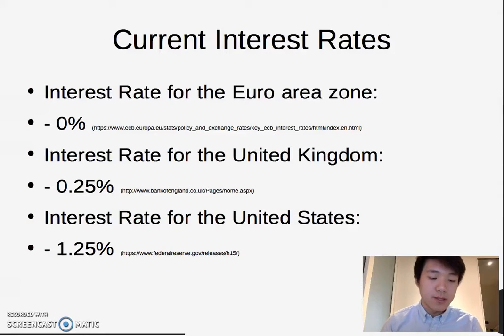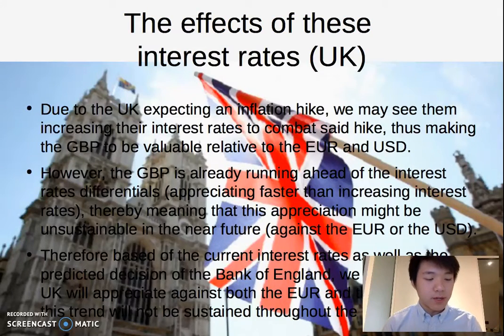Moving on, we can see that the interest rate for the UK is 0.25%, while the US interest rate is 1.25%. These statistics are taken from the official websites of the countries' respective central banks. So what does this mean for the exchange rate? I would like to point out that the interest rates are intercorrelated with other factors, meaning that other factors may contradict the proposed forecast based on the interest rates.